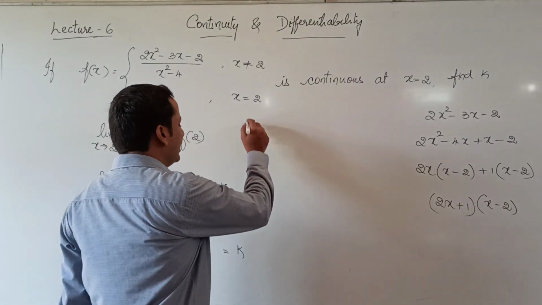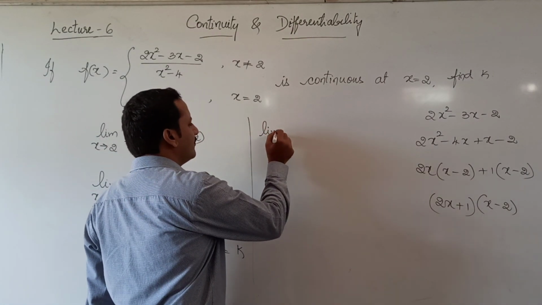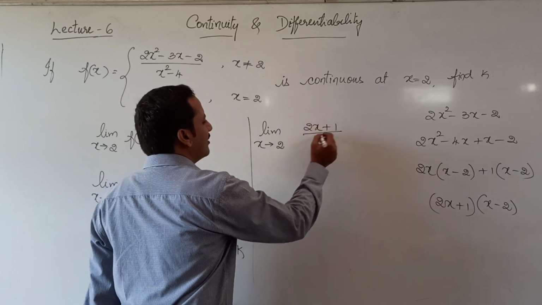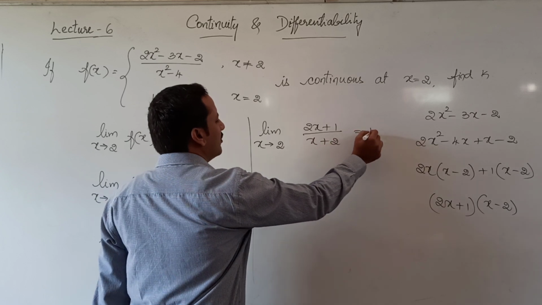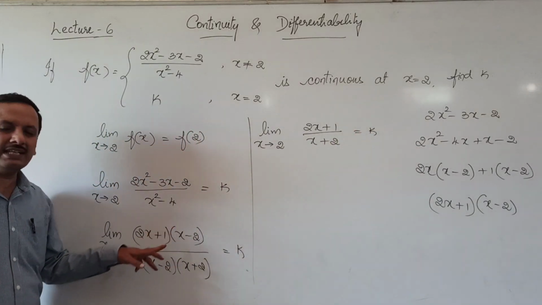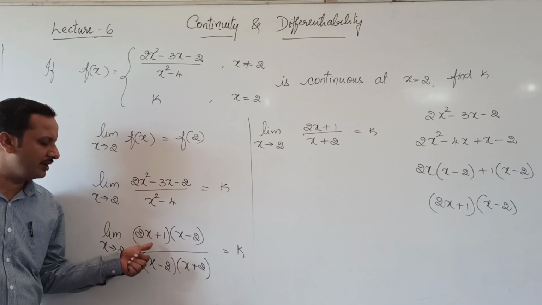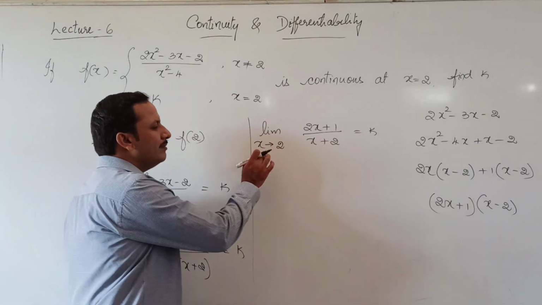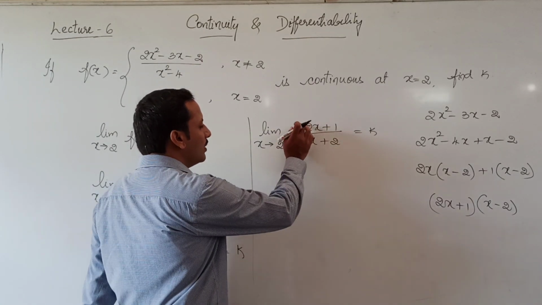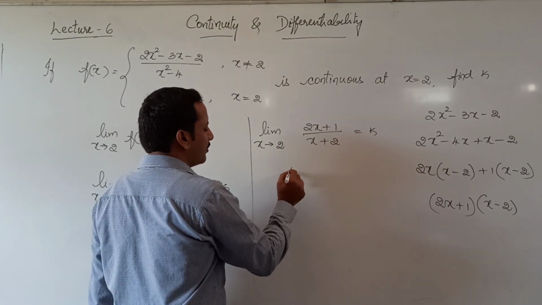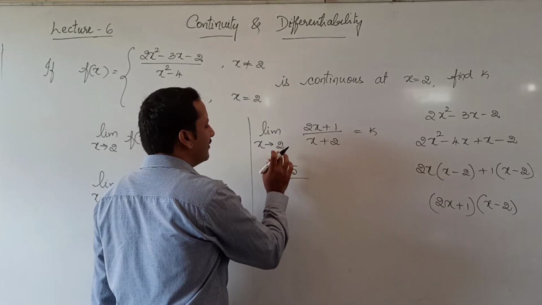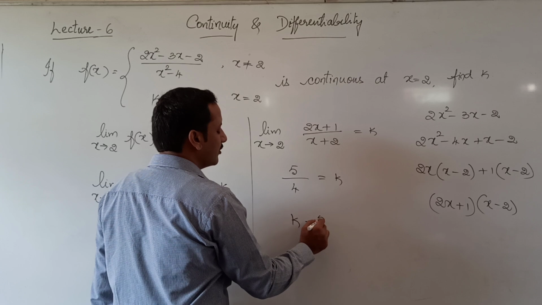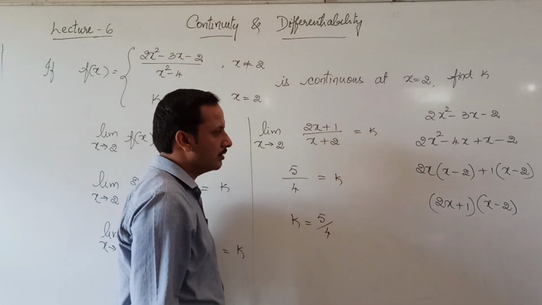We have limit x tends to 2 of 2x plus 1 divided by x plus 2 equal to k. See here, I have cancelled this x minus 2. So we are left with 2x plus 1 and x plus 2. Apply the limit as x tends to 2. We get 2 into 2, that is 4, plus 1, 5, divided by 2 plus 2, 4, equal to k. So k is equal to 5 by 4.